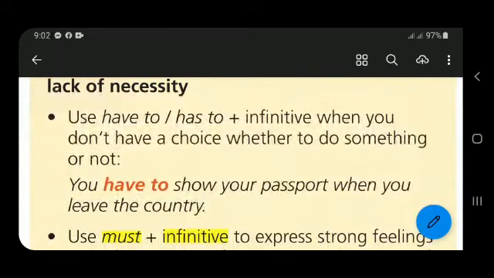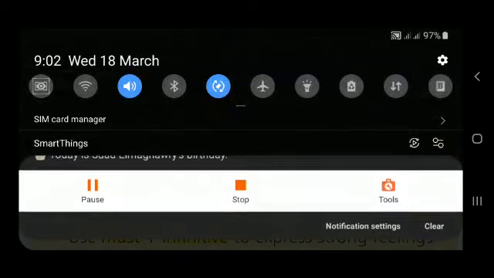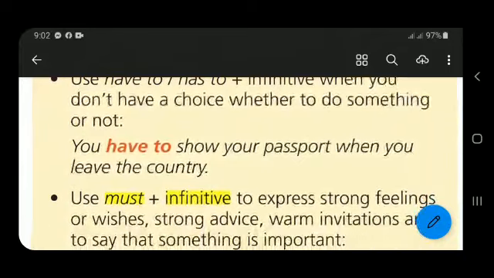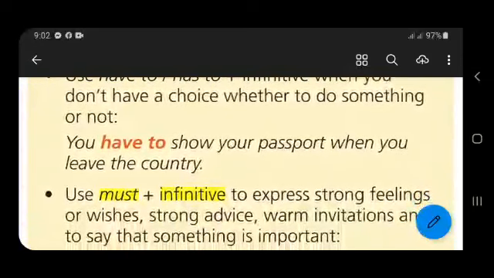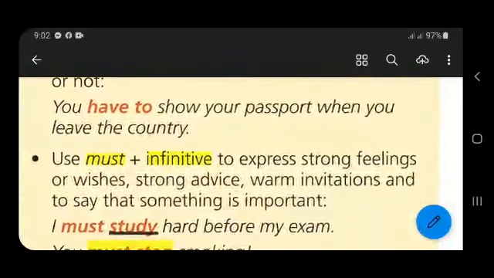Has to is used with he, she, or it. Okay, for example, I say he has to do all his work, or she has to do all her work, or she will be punished, for example. It means that this is a strong necessity to do this. She or he has no choice to do this thing. Okay? Now we come to using must plus infinitive.